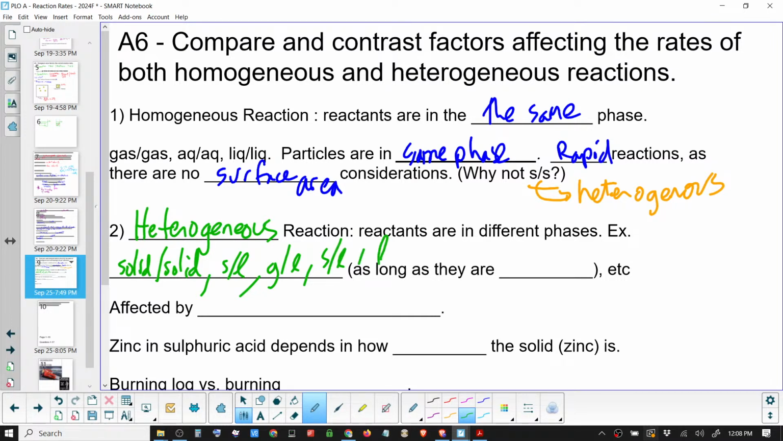And then there's the last one that I think we said last day but didn't write down. There is a situation in which liquid is heterogeneous. What situation is that? Oil and water. Oil and water, yes. So if they're not what's called miscible, miscible means they can dissolve in each other. If they're immiscible, then they do not.